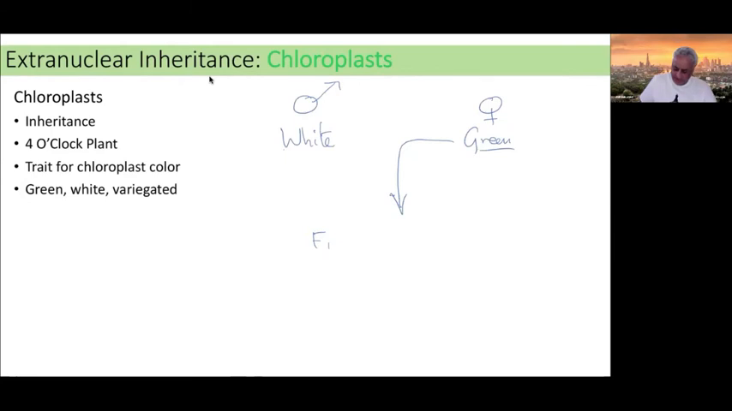So in this case, you breed a green female plant with a white male. And the answer is all the offspring are still green, because the father does not contribute anything to the F1 in terms of the chloroplasts.